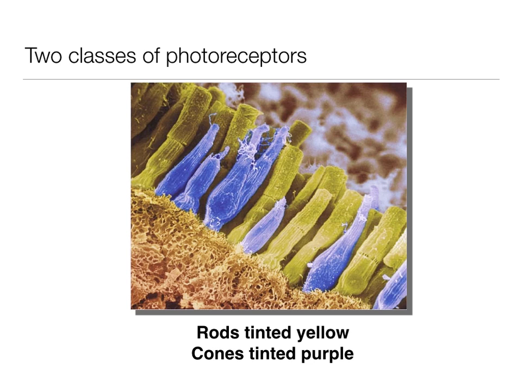So there are two classes of photoreceptors we have, rods and cones. In this picture, the rods are tinted yellow and the cones are tinted purple. And you can kind of see where they're getting their names. The rods are rod-shaped and the cones are more cone-shaped. So their names come from their shape.